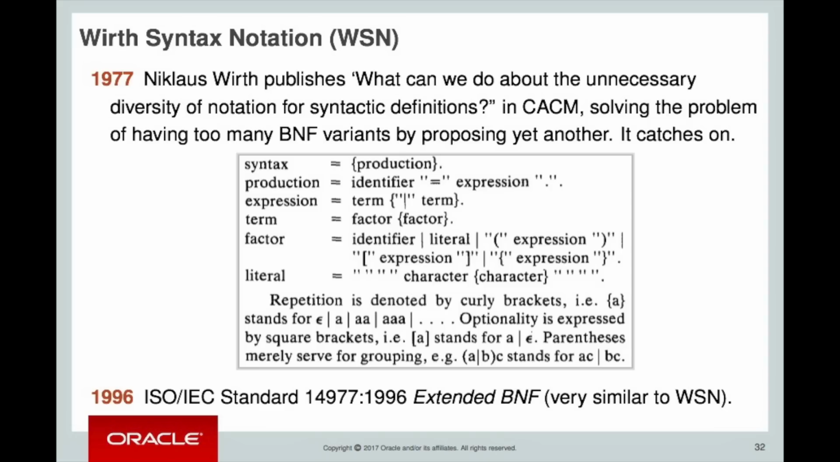Repetition is indicated by curly brackets. Okay, so instead of curly brackets being used for grouping, they're now being used for repetition. Square brackets still mean optionality, and the parentheses are used for pure grouping. And the vertical bar is used. No longer do you need angle brackets around the non-terminals, because instead the terminals are delimited by quote marks. And finally, he decided to be pretty to have a definite end to each rule, so every rule is ended with a period. And this notation kind of catches on, and it goes through several variations, and about 20 years later it becomes an ISO standard, extended BNF, which is fairly similar to Wirth's notation.